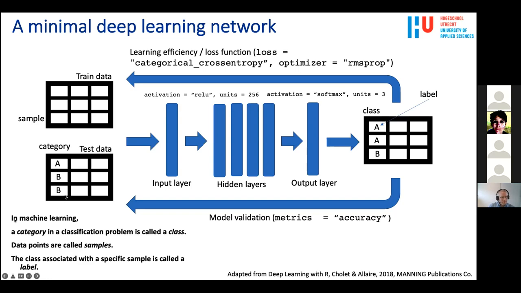So some terminology. A category in machine learning is called a class. So if we have a category in the data, we would like to predict its class, and the prediction is generated by the neural network. Data points are called samples, and the class associated with a specific sample is called a label. So on the data side, we have categories and labels, and on the prediction side, we have classes.